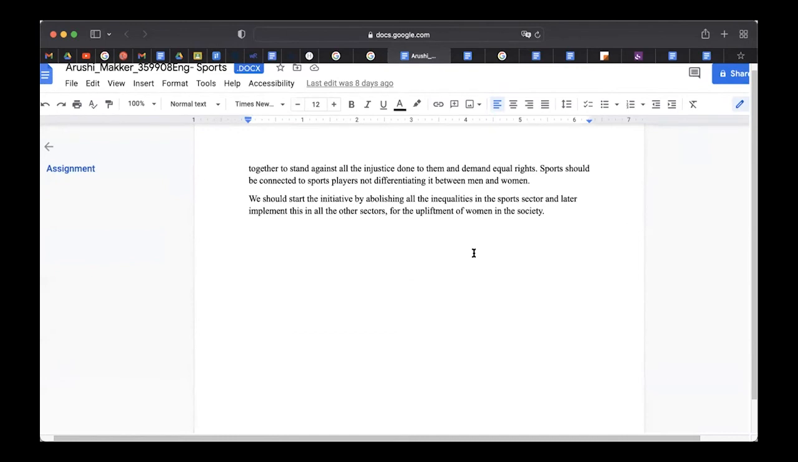We should start the initiative by abolishing all the inequalities. Again, abolish is not the right word. Abolish means that you are saying no to something by law, right?